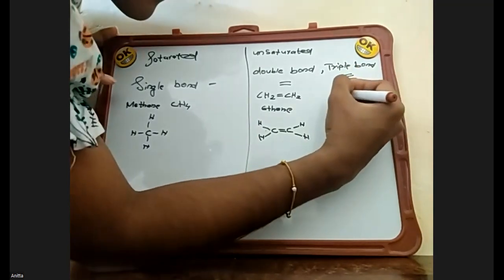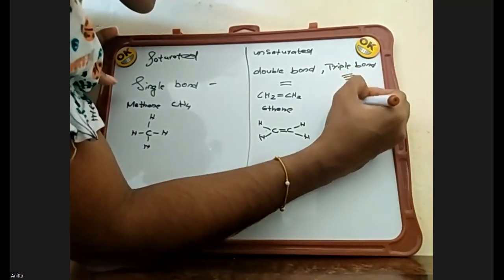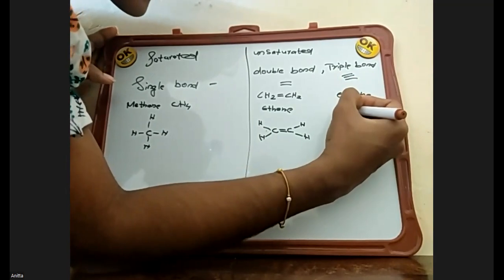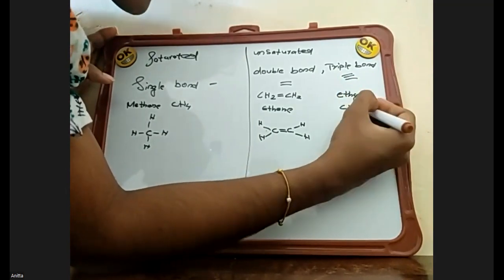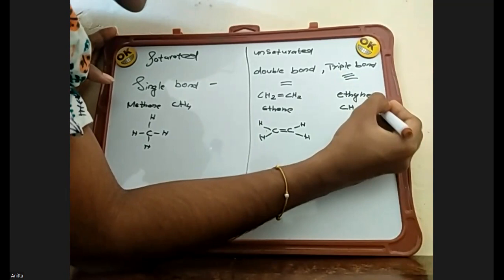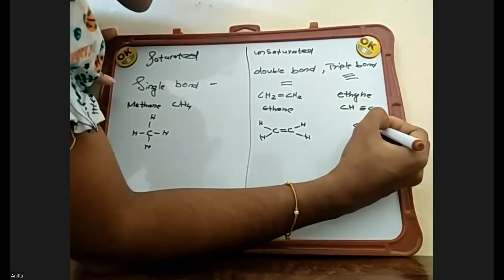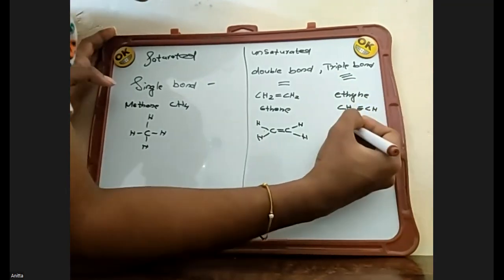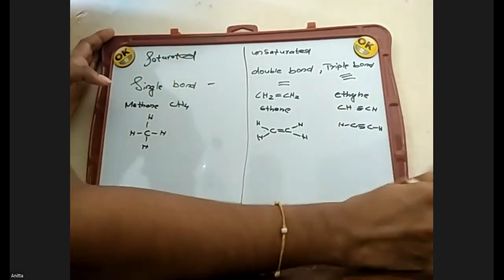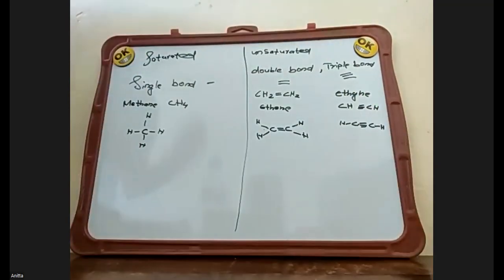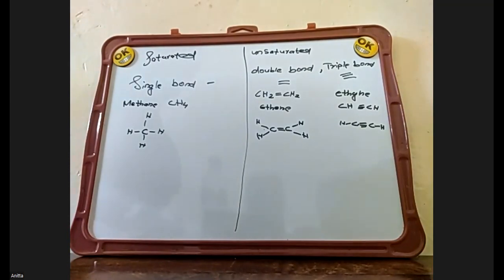An example for a triple bond is ethyne. We write ethyne as CH triple bond CH. The triple bond is in between two carbons, with one hydrogen on both carbons. So this is an example for unsaturated and saturated hydrocarbons. A single bond means saturated hydrocarbons, and in the unsaturated condition we have a double bond, and also a triple bond.